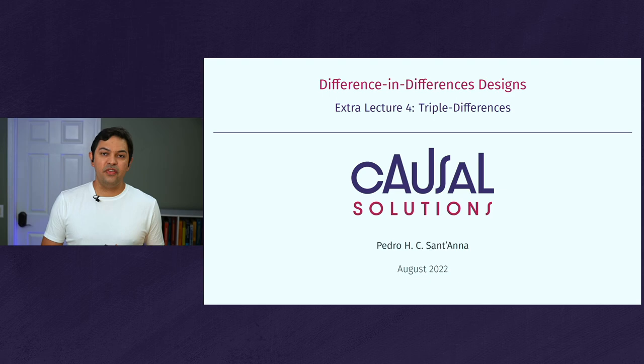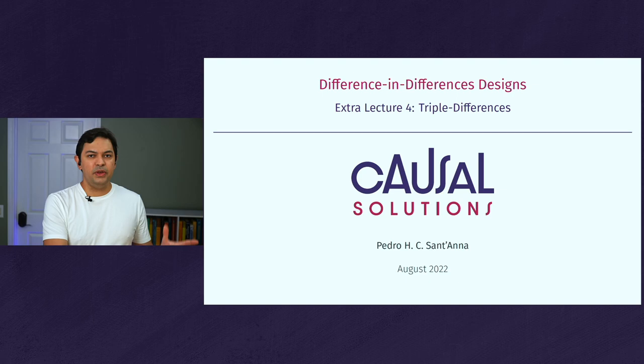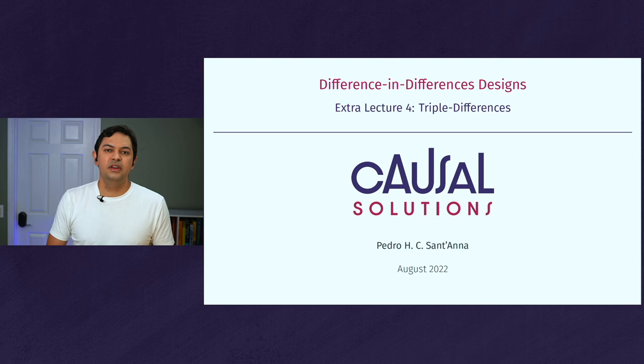So everything we have seen in the main course, right? So two periods, two groups, like the case with several periods, two groups, staggered adoption as well. We're going to see all that today, but in this modification of the difference-in-differences setup, what is called triple differences.